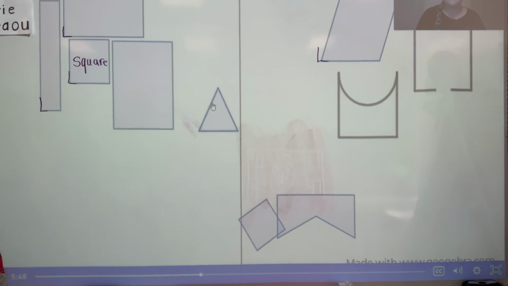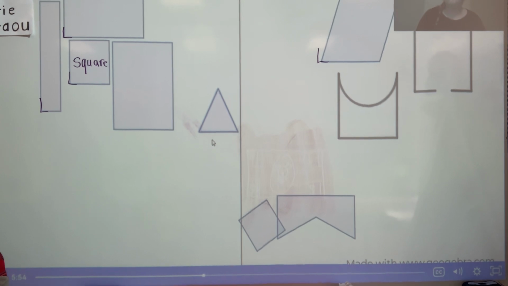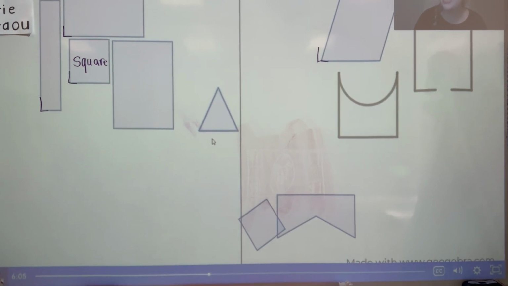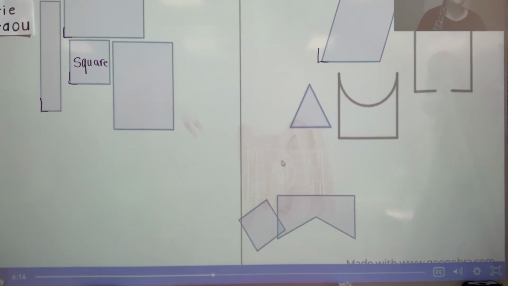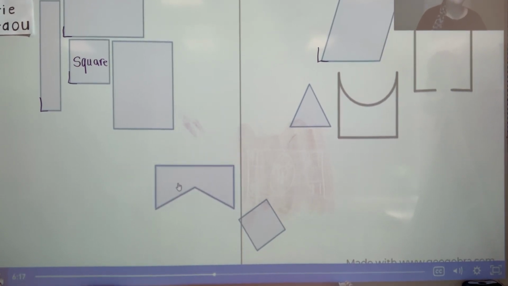What do you think about this shape right here? Is it a rectangle? No? Why not? Ooh, it only has 3 sides. And we know that a rectangle has to have 4 sides. Very good. Let's look at this shape next. This one right here. Is that shape a rectangle? Thumbs up or thumbs down? You don't think it's a rectangle either? Why not?